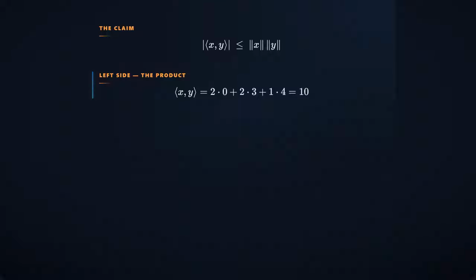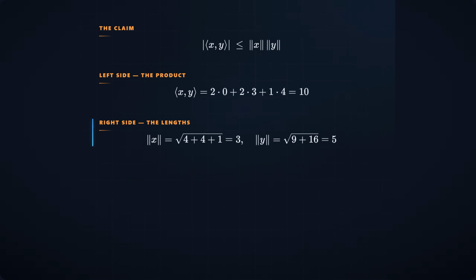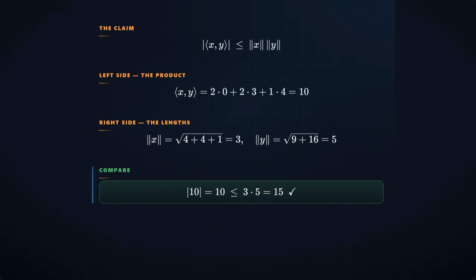Left side, the scalar product: 2 times 0 plus 2 times 3 plus 1 times 4, 10. Right side, the two lengths. x is the root of 4 plus 4 plus 1, 3. y is the root of 9 plus 16, 5. Compare. 10 is less than or equal to 3 times 5, 15. The inequality holds. And it's strict. 10 is strictly below 15 because the two vectors aren't parallel. Equality would require one to be a multiple of the other, which brings us to the next problem.